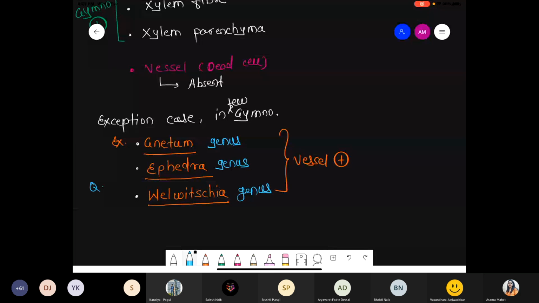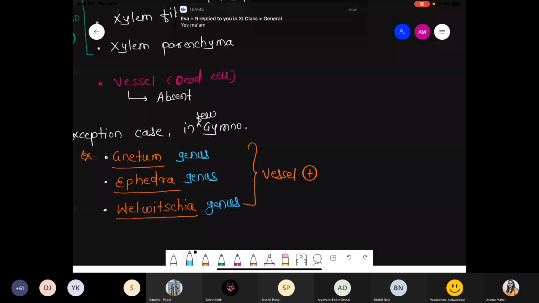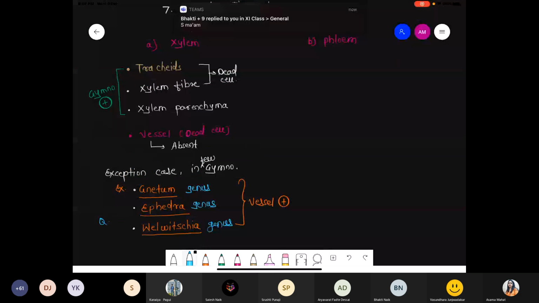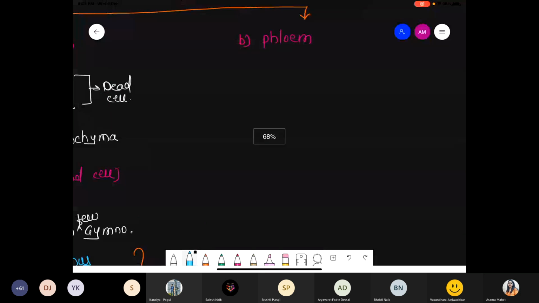Okay, now the next point we are talking about is phloem. What is the meaning of phloem? Phloem is the tissue responsible for the conduction of food. Similarly, under the phloem we have to discuss the different types of cells. Inside the phloem there is the presence of the phloem parenchyma.